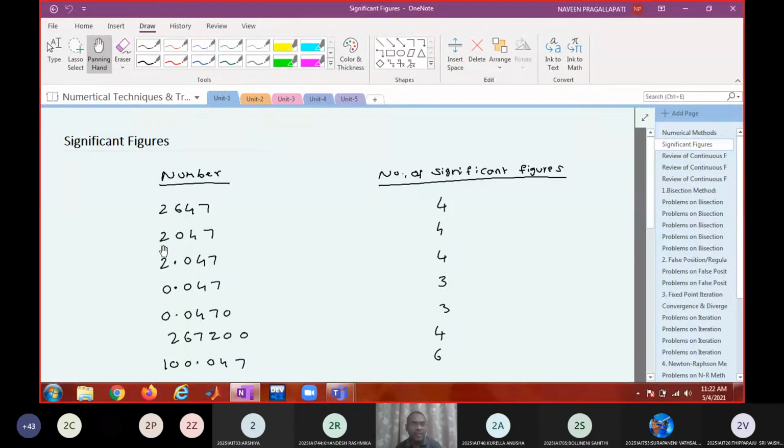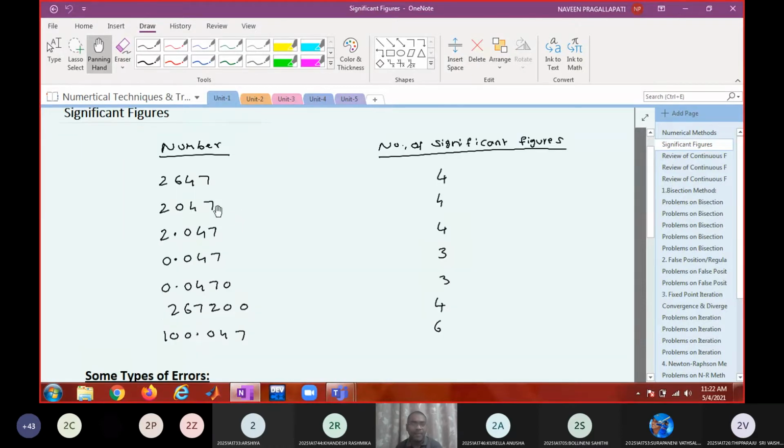And when it comes to this, zero is significant if it is in between two significant figures. So 2 and 4 are significant, and the 0 in between two significant figures is also to be treated as a significant figure. Therefore, 1, 2, 3, 4, there are four significant figures. And here also, 1, 2, 3, 4, four significant figures are there.